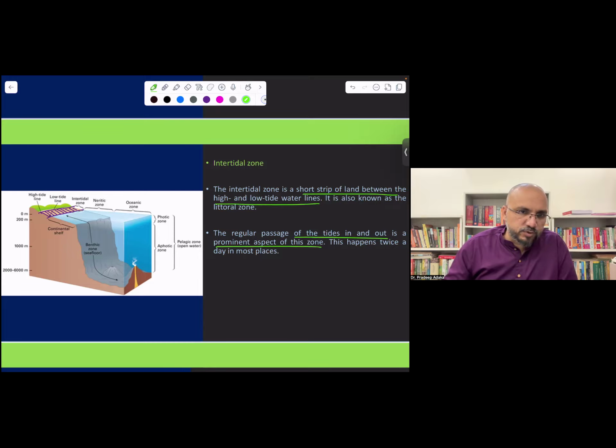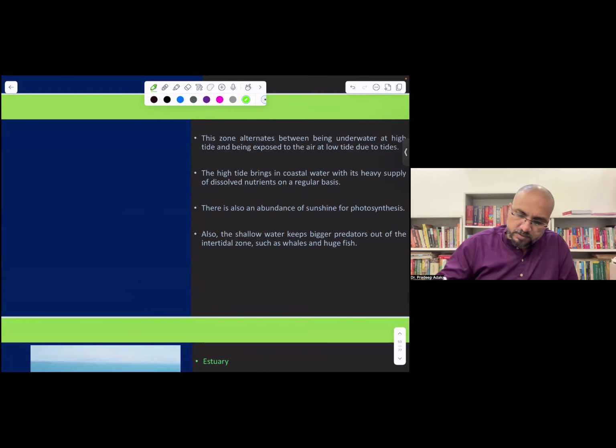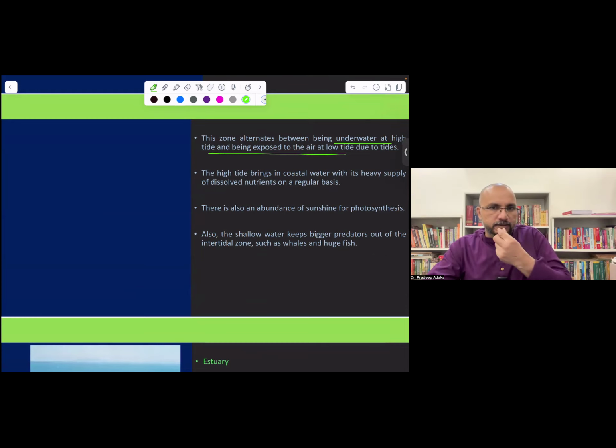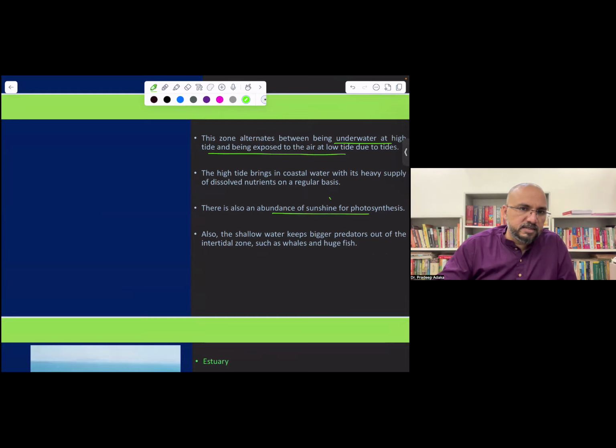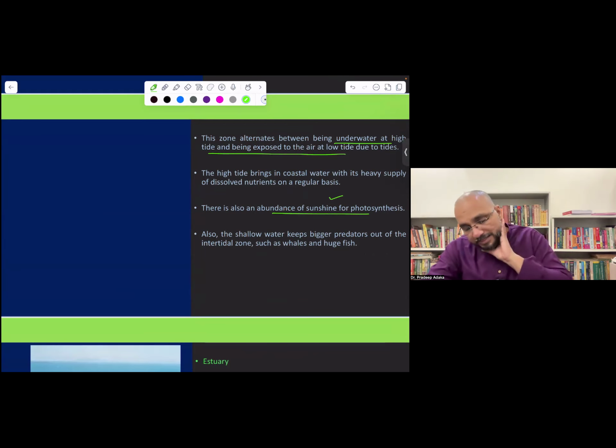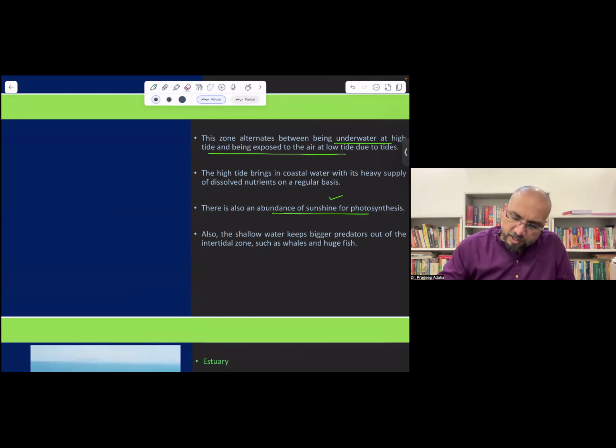Okay, this happens twice. So the zone alternates between being underwater at high tide and exposed to air during the low tide. High tide brings coastal water with a heavy supply of dissolved nutrients. There is also abundant sunshine for photosynthesis. So this is shallow water. It keeps the bigger predators out of the intertidal zone.